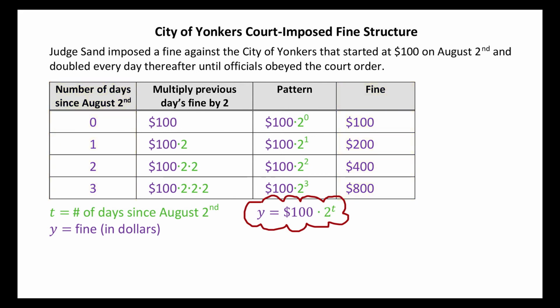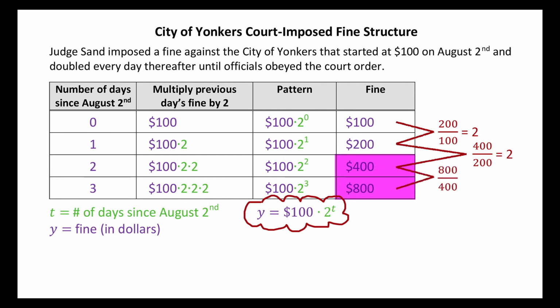For example, looking at this first pair of successive outputs, the ratio is 200 divided by 100, which is 2. The next pair of successive outputs gives us 400 divided by 200, which is also 2. And the last pair in the table is 800 divided by 400, again 2. Now you may be thinking, well, of course the ratio of successive outputs is constant, and it's 2, because we multiplied by 2 each time to figure out what the next day's fine would be.